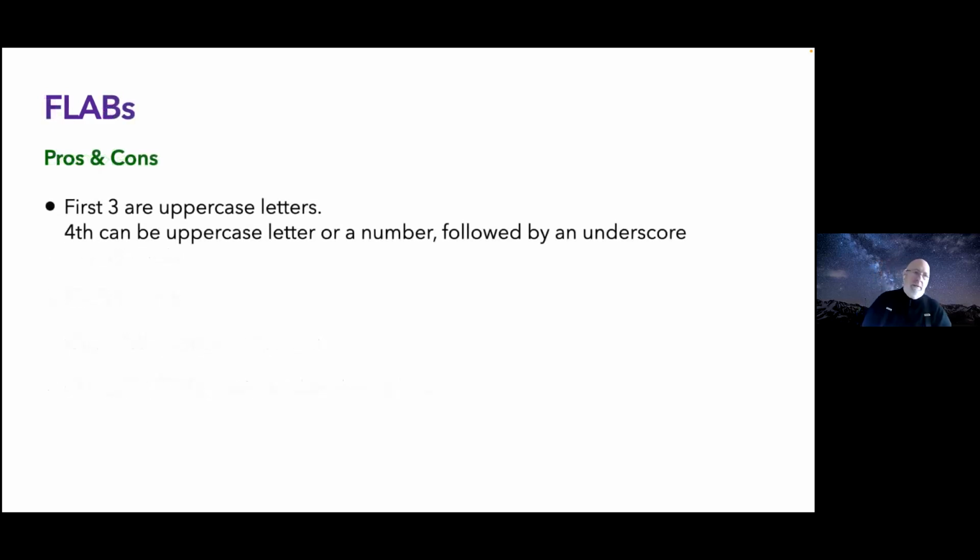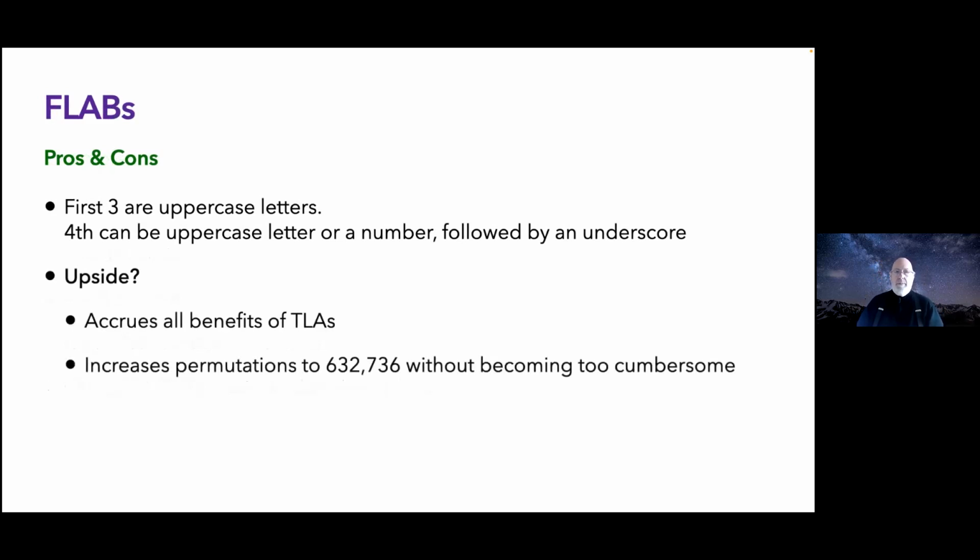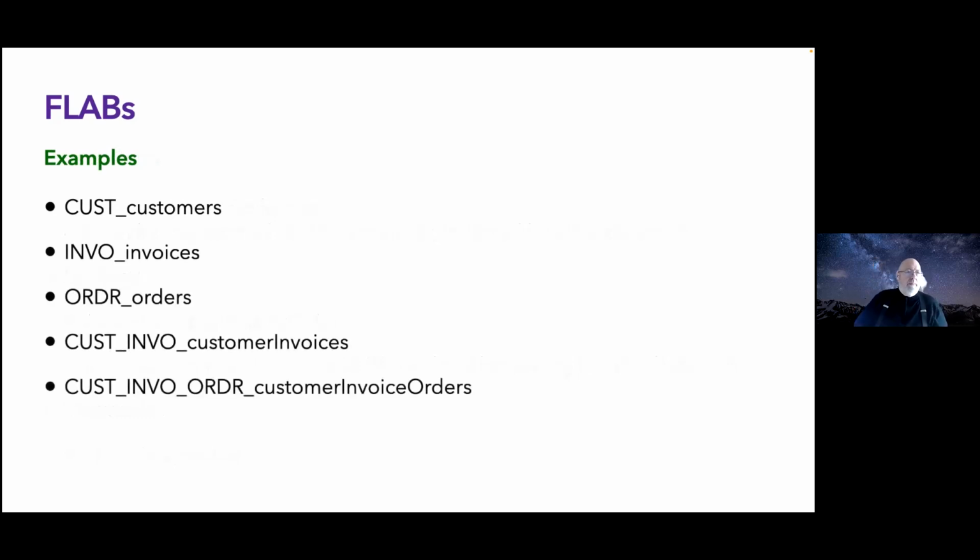So let's deal with FLABs. To remind you, a FLAB is a 4-letter acronym. And you have a choice here. You can either use 3 uppercase letters, or 4 uppercase letters, or 3 with a number, also followed by an underscore. The upside is it accrues all the benefits of TLAs and increases your possibilities to over 600,000, a much more usable subset within that number of permutations. And 4 is still not becoming cumbersome. And the downside, I haven't discovered one yet. So let's look at FLABs. Same things we looked at before, but we see the relationships all set.